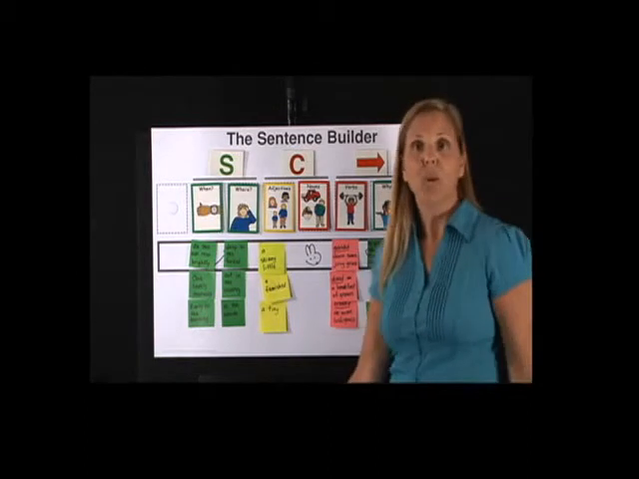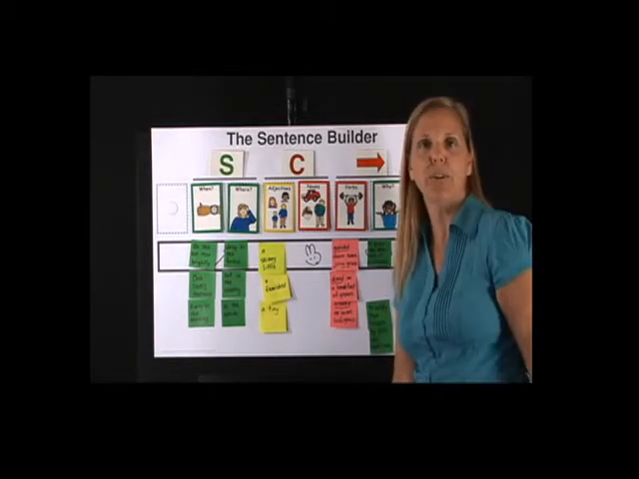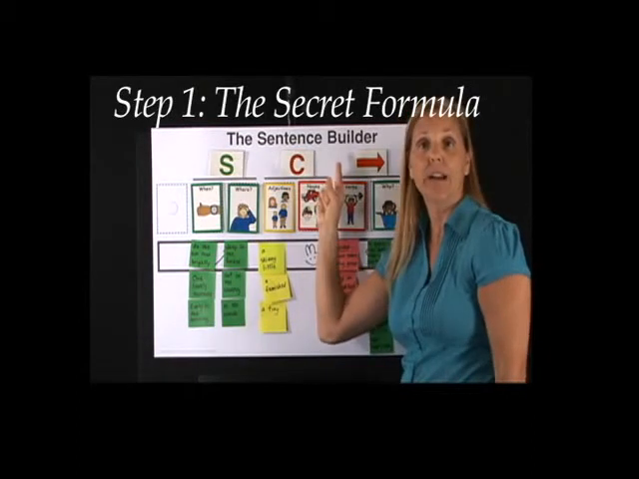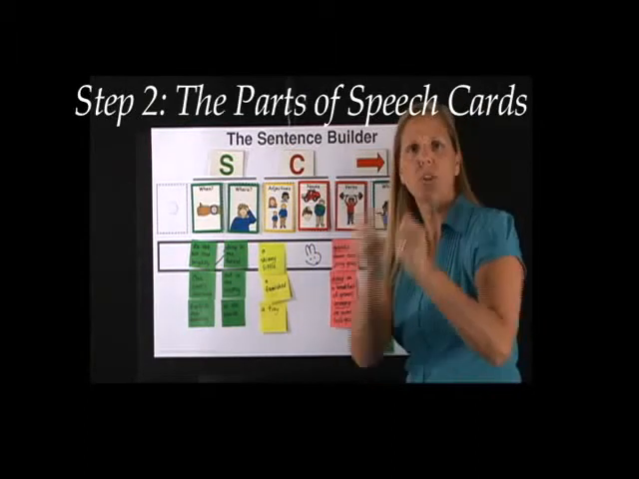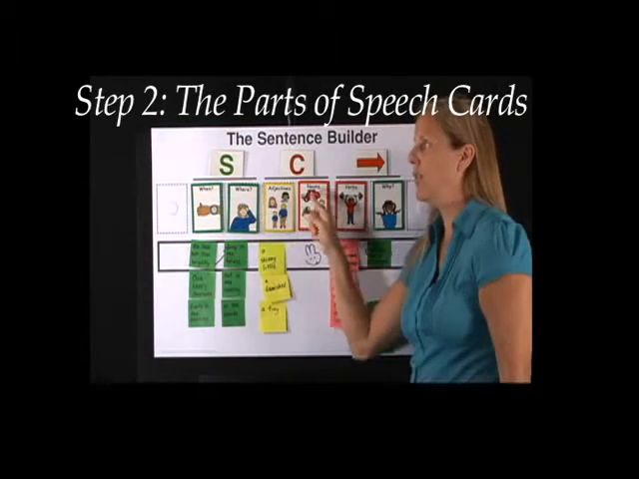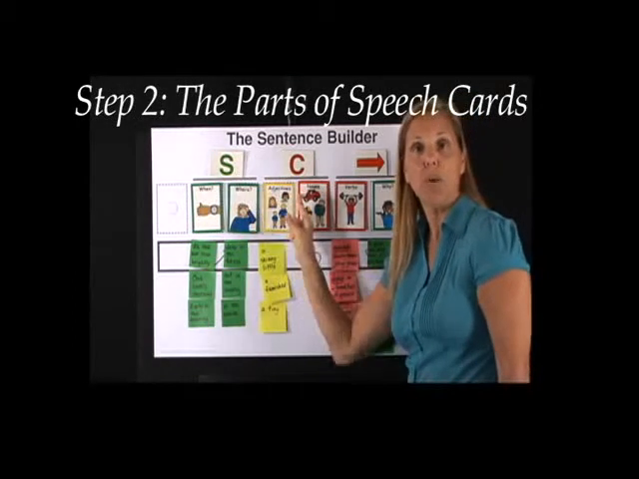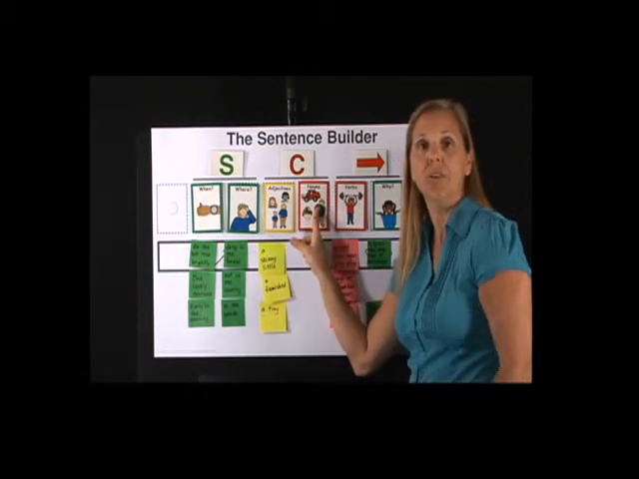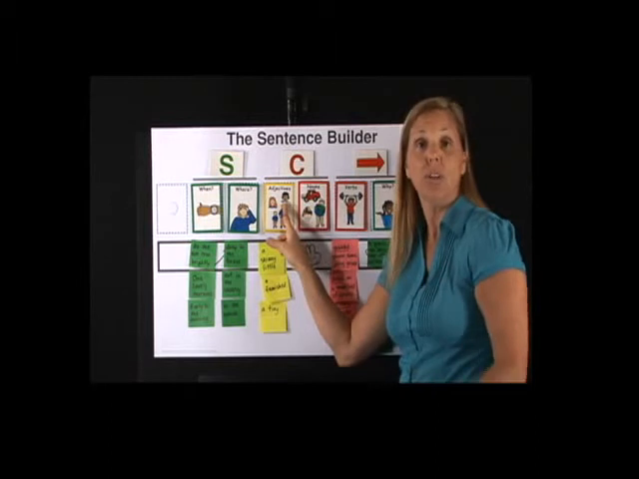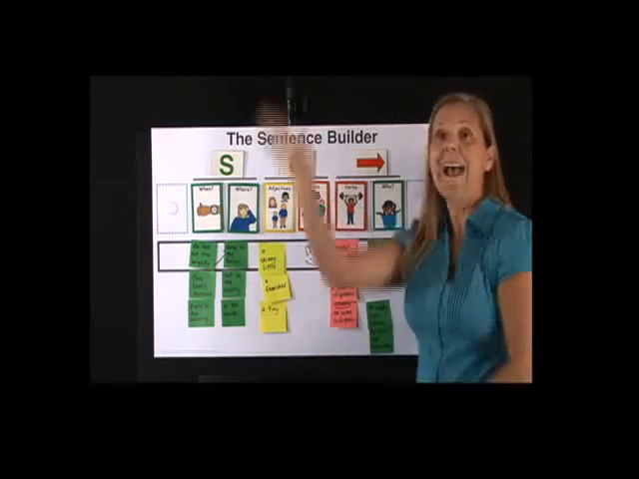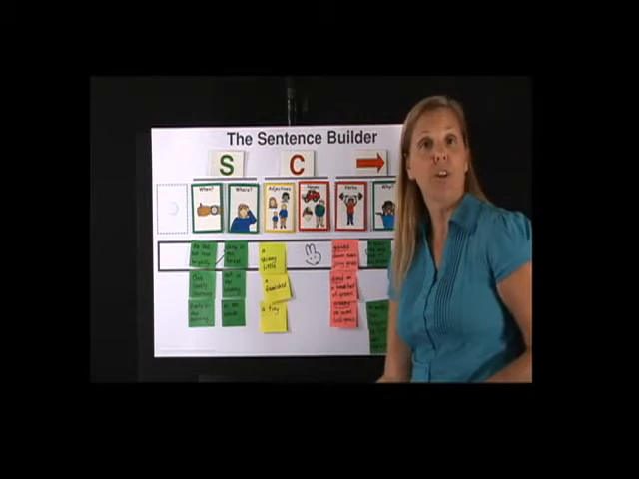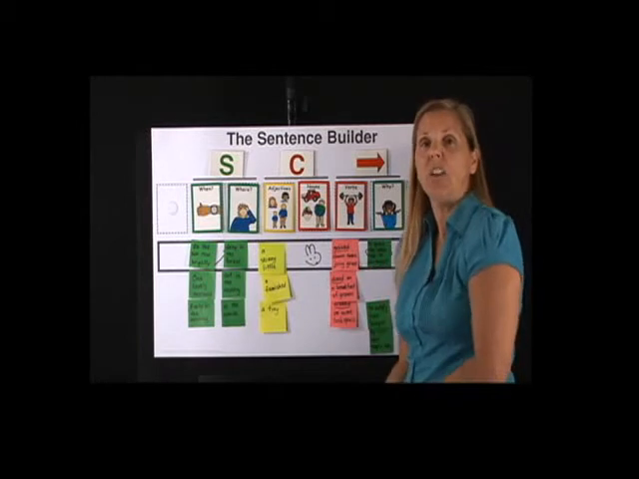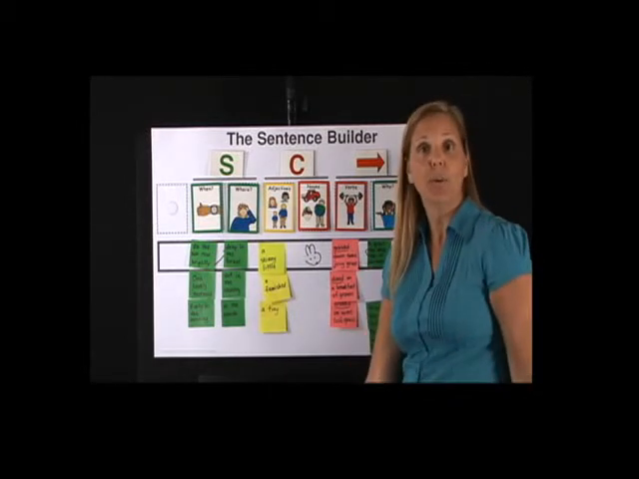Now let's review. We had 5 steps for our sentence builder. Step 1, secret formula time. SC arrow, setting character action. Step 2, parts of speech cards. We're going to add the parts of speech that represent each part of our secret formula. Setting, when, where. Character, noun, who is in our story, person or an animal. Then we're adding an adjective because we should describe our noun. And then action. We're adding our verb card. What's our character doing at the beginning of the story? We even went back and added a why to make our opening a little bit more sophisticated to explain why they were doing this action.